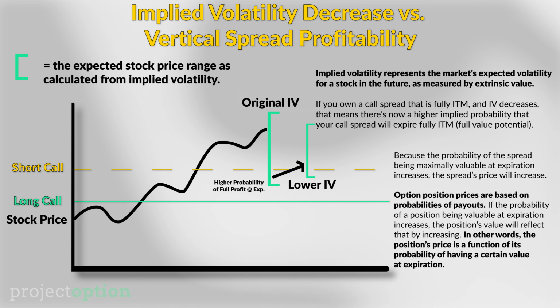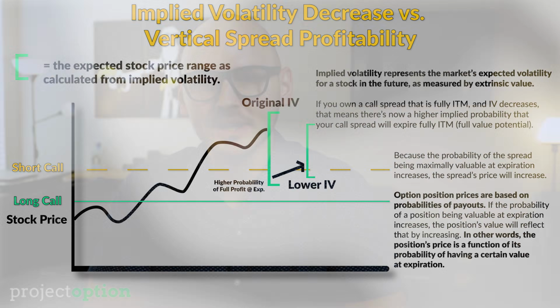And if the probability or the implied probability of your vertical spread being in the money at expiration increases, the spread's price will increase. So basically, if your spread is fully in the money and you own that vertical spread, meaning you buy a call spread and the stock price shoots higher, you want implied volatility to decrease, because a decrease in implied volatility means that there is a higher implied probability that the stock price will still be above your call spread strike price at expiration. And because that means your spread has a higher probability of being fully in the money at expiration, the spread's price will increase towards its maximum potential value.